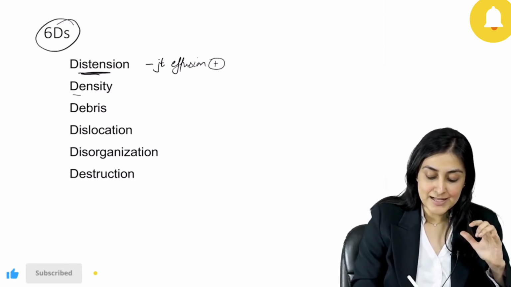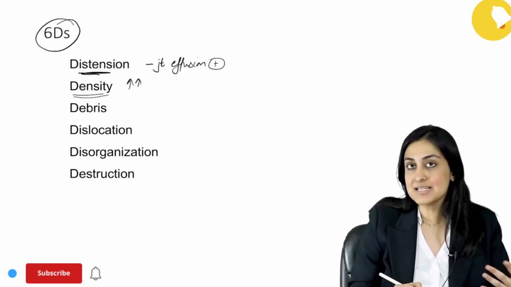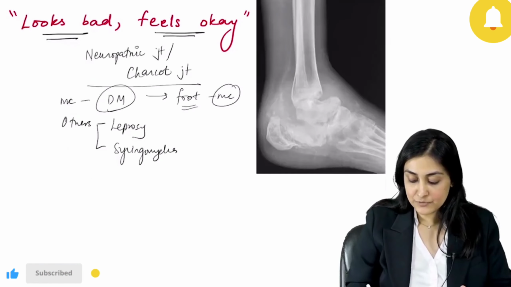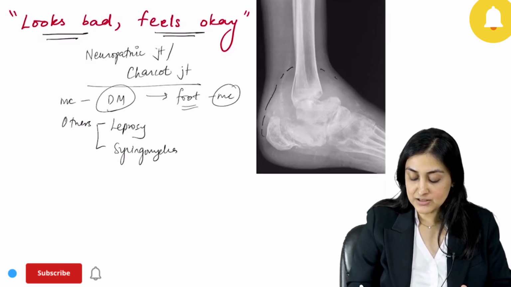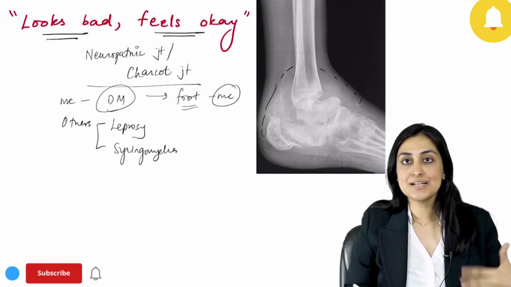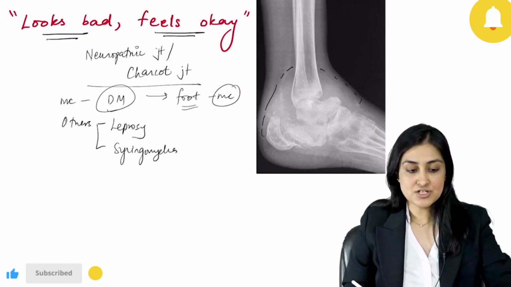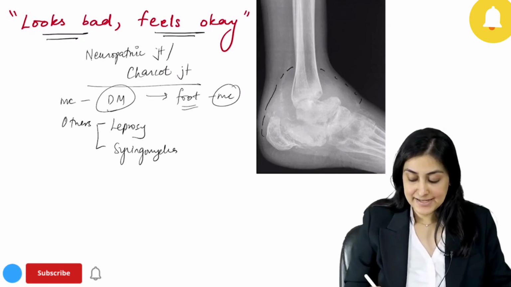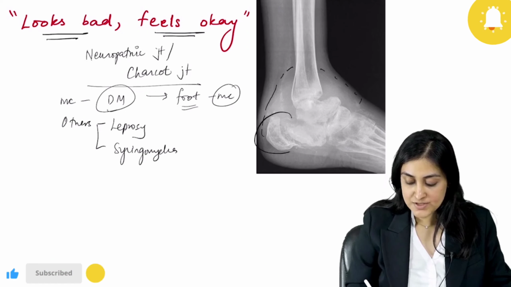Second, it will be very dense. The density is going to be increased here. So if you look carefully, first of all, can you see the distension here? This is a joint effusion, and the bones look quite sclerotic. They look whiter. So this is suggestive of increased density, plus there is this gross destruction.